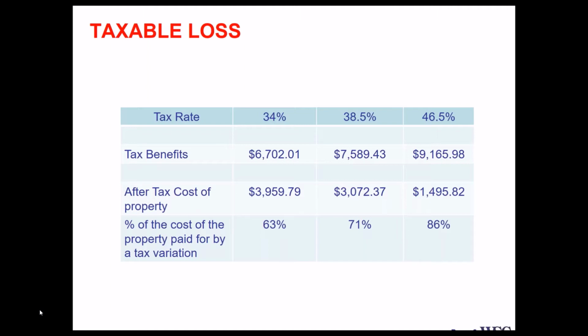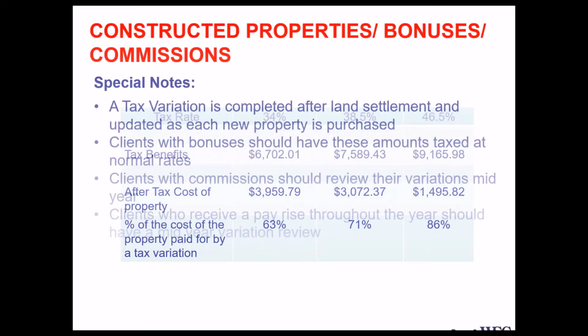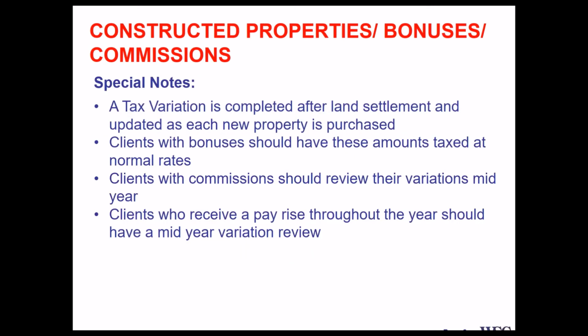Now, if you're between $87,000 and $180,000, tax benefits are $7,589, so it reduces the cost of the property even further, and above $180,000, your tax benefits are actually $9,166. So really 86% of the cost of the property is paid by your benefits. Now, I know interest rates are lower at the moment at about 4%, and the percentages are even higher there, but I like to do a lot of our examples at above 5%.